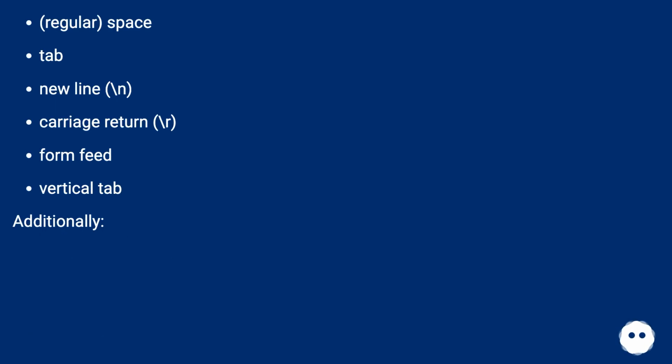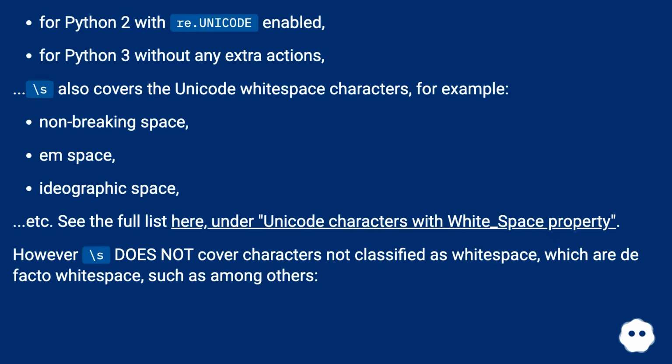Additionally, for Python 2 with re.UNICODE enabled, for Python 3 without any extra actions, \s also covers the Unicode whitespace characters, for example, non-breaking space, em space, ideographic space, etc. See the full list here, under Unicode characters with White_Space property.